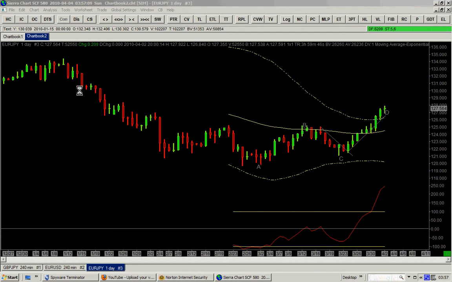Hello traders, today is the 4th of April 2010 and I have here the daily chart of the Euro Yen. As you can see on this chart here, the Euro Yen was in a downtrend. If you follow my cursor all the way here, downtrend, okay? And then we have this correction here, the A, B, C, D pattern.